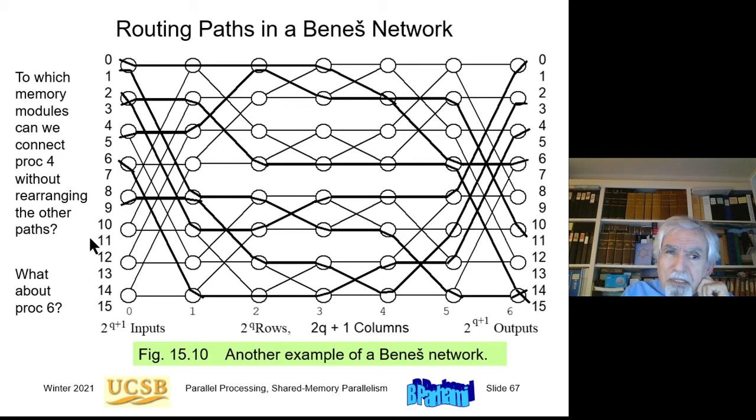So sometimes this is called a rearrangeable network. In other words, I may have to rearrange the other paths that are already there in order to establish this new connection. But if I want to connect 10 to 10 and also maintain all the other ones, there is a way to do it. But those other paths may change in the process.